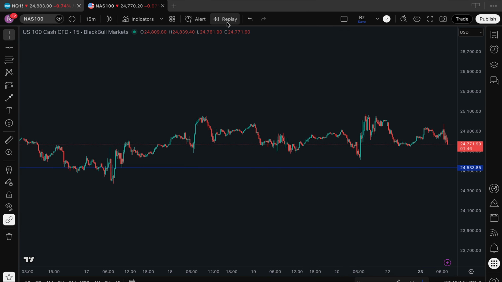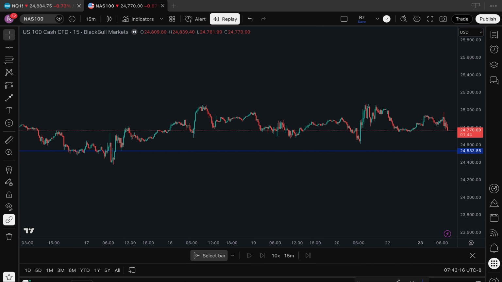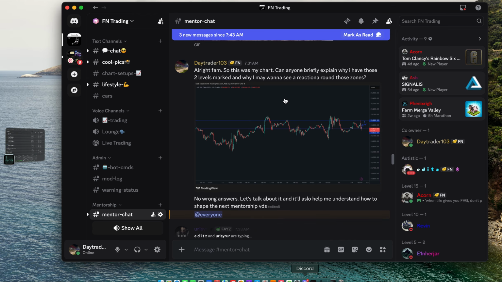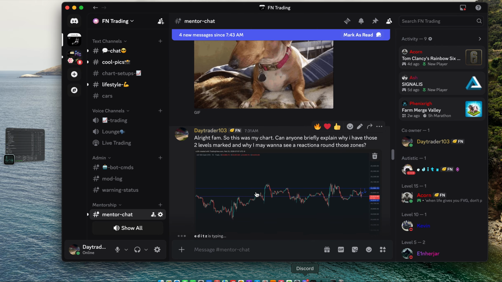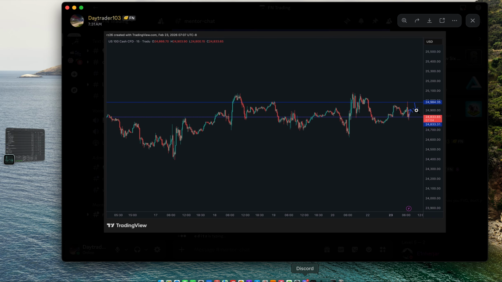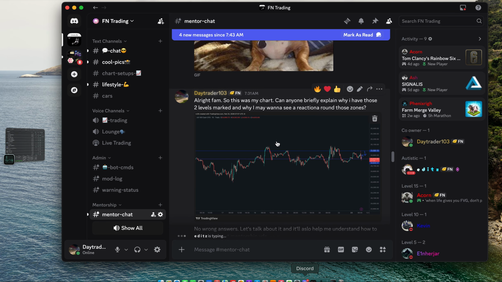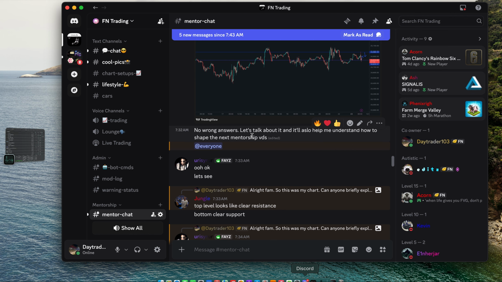So, walking in today's pre-market, actually it's probably better to just show this chart. What I really wanted to ask these guys, I posted my chart. Here it is. Obviously I had a buy at the blue line at the bottom, and a sell right there at the reversal. That was a reversal play I ended up chasing, and I told these guys, hey, this was my chart. Can anyone briefly explain why I have those two levels marked and why I may want to see reactions around those zones, right? No wrong answers. I just want to hear them talk about it.